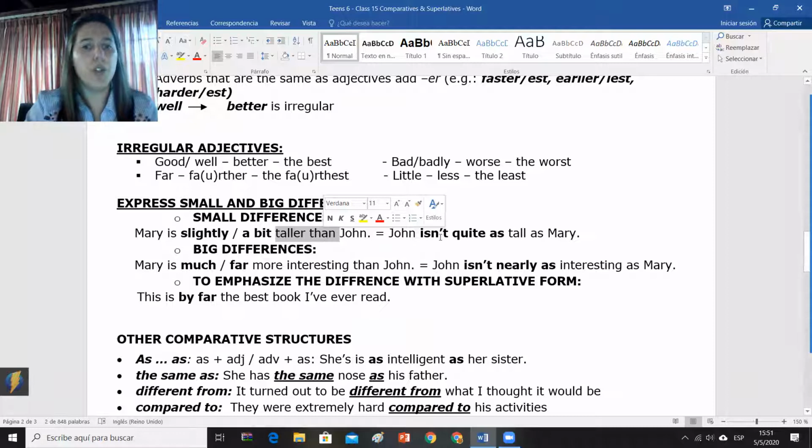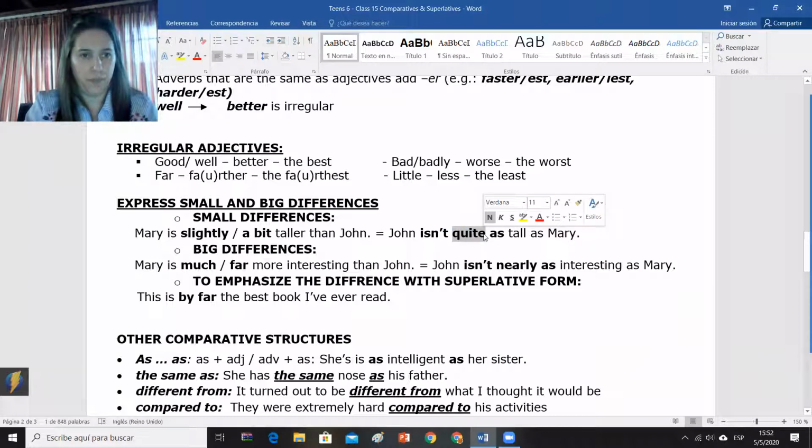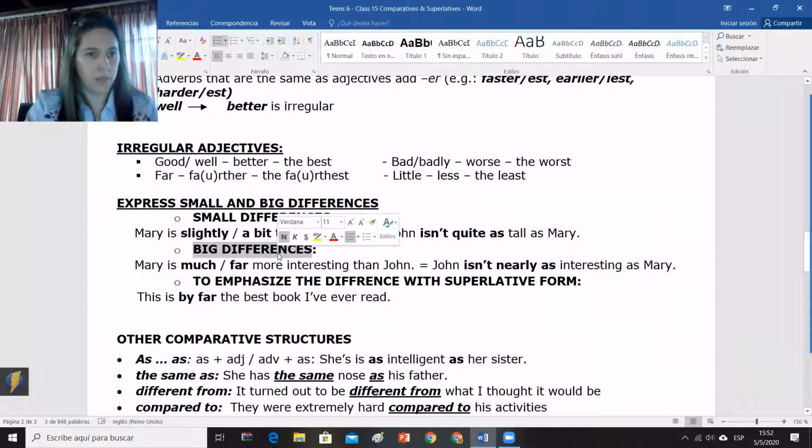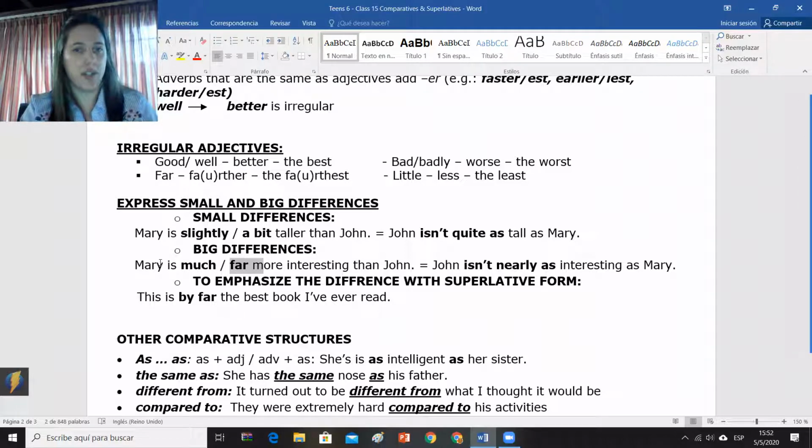And if we want to use the other comparative structure, which is as, to show that that difference is small, you use the word quite. Now, if you want to express that that difference is big, es mucho más, you can use the word much or far. Mary is much more interesting than John, or Mary is far more interesting than John.